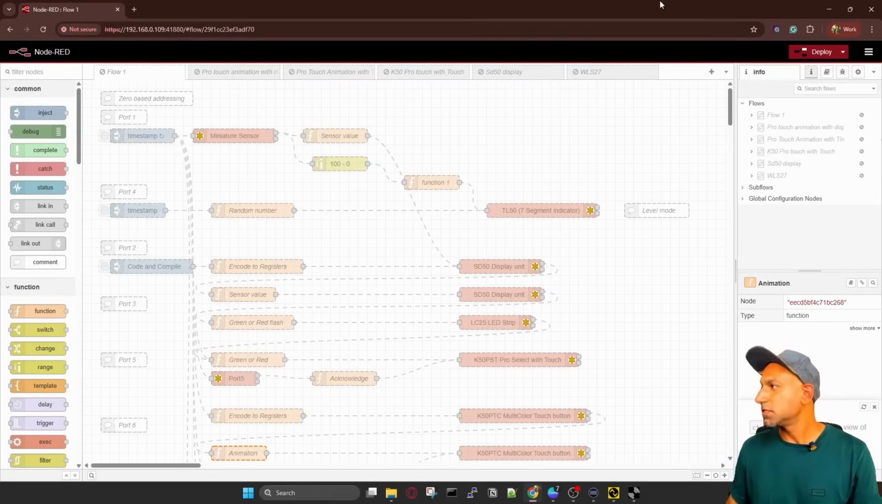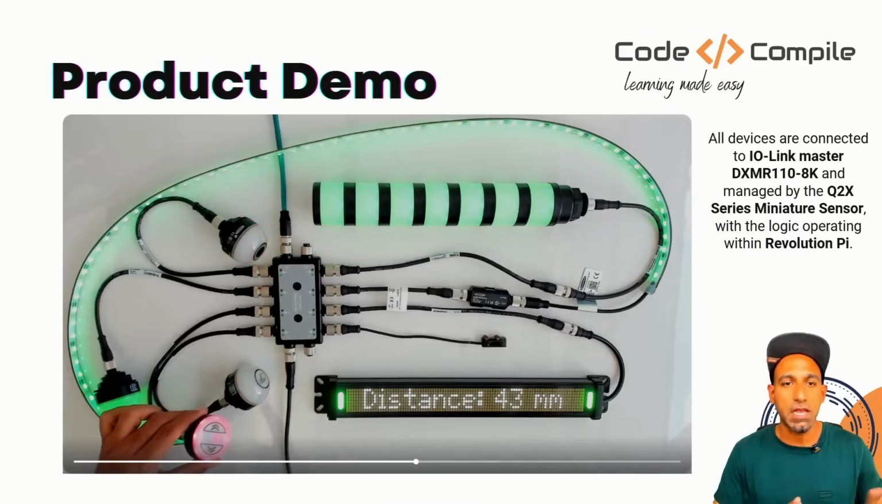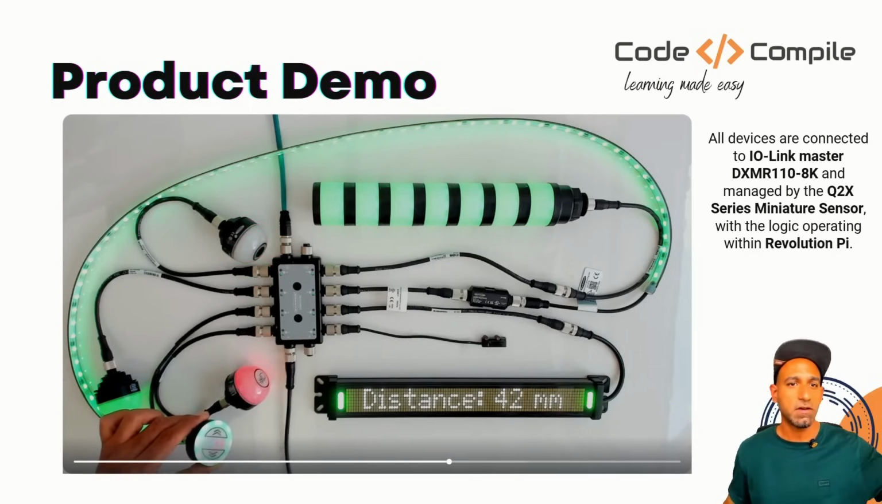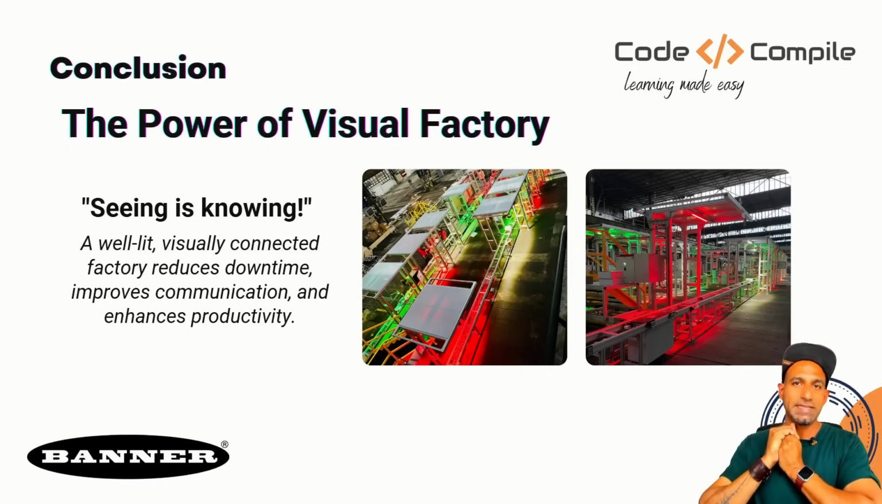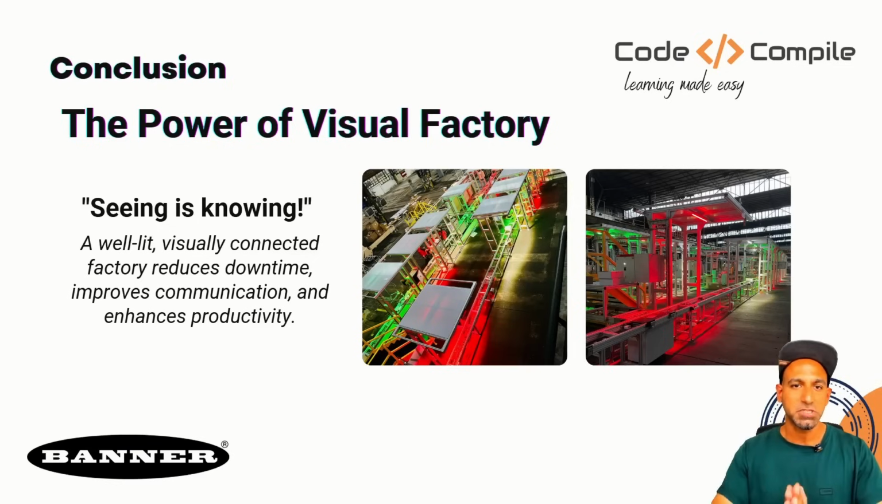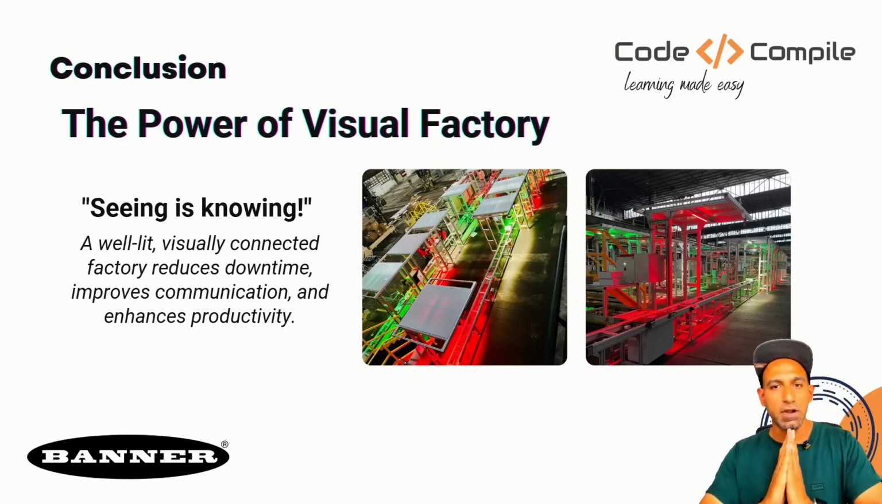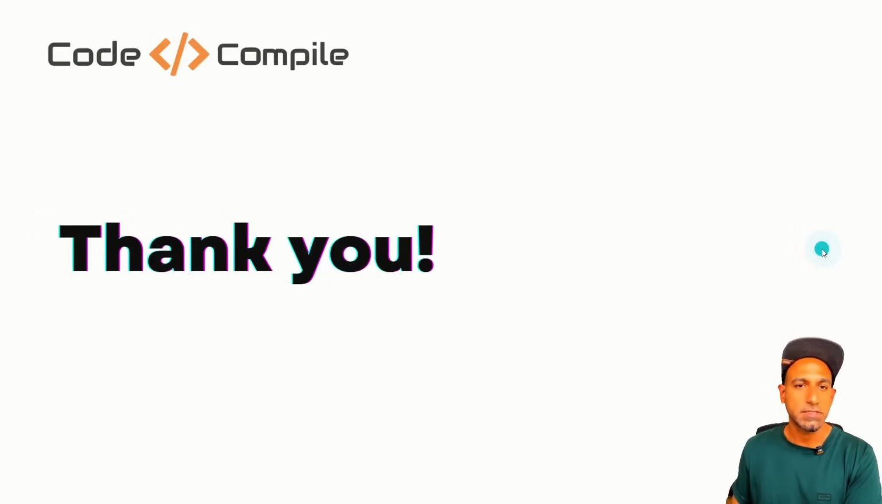All right. So this is about Visual Factory and how to use devices from Banner, how to use the IO-Link Master to show the message of the machine clearly and intelligently. So in the end, I would say the power of Visual Factory: seeing is knowing. You can see this is a factory, and you can see which lights are red, which are green. And by that, you can clearly see the message, which machine needs servicing, which machine needs maintenance, which machine needs more users or more attention, which will reduce the downtime, improve the communication and enhance the productivity of a machine. All right, this was the concept, Visual Factory.